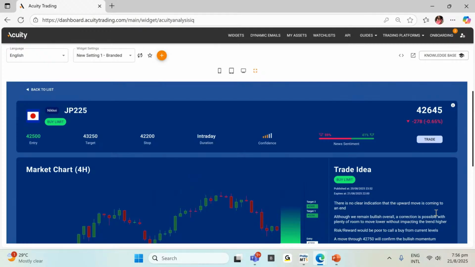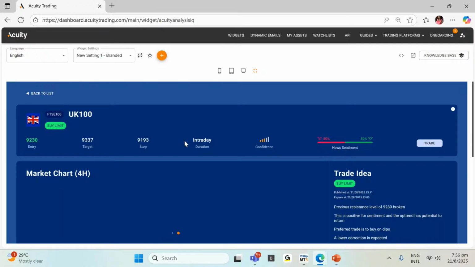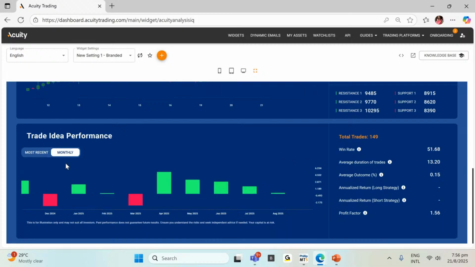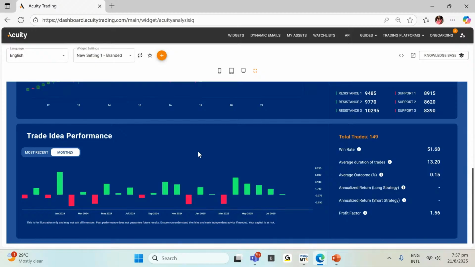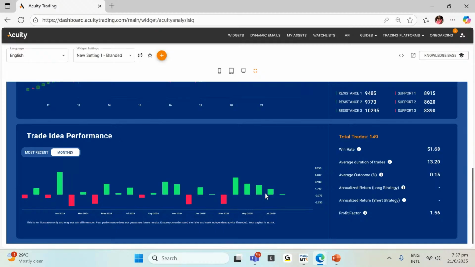Let's look at another one, like FTSE 100. Here we can see the profit factor is 1.56. This is based on a simulated account. Let's say you start from a baseline of 100K, and over the past 10 trades, how have they been performing? When you see a red dot, it's a losing trade. When you see a green dot, it's a winning trade. And you are able to filter all of that. So in this case of the UK 100 index CFD, we can see that the historical performance has been great.